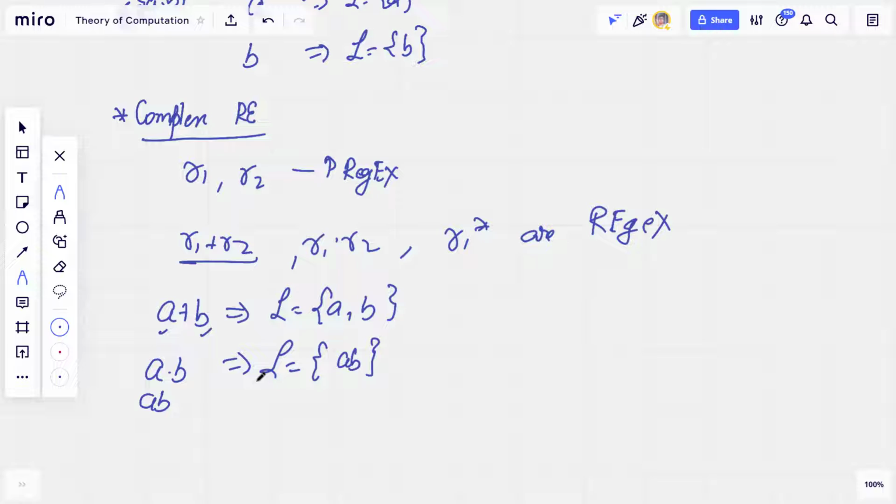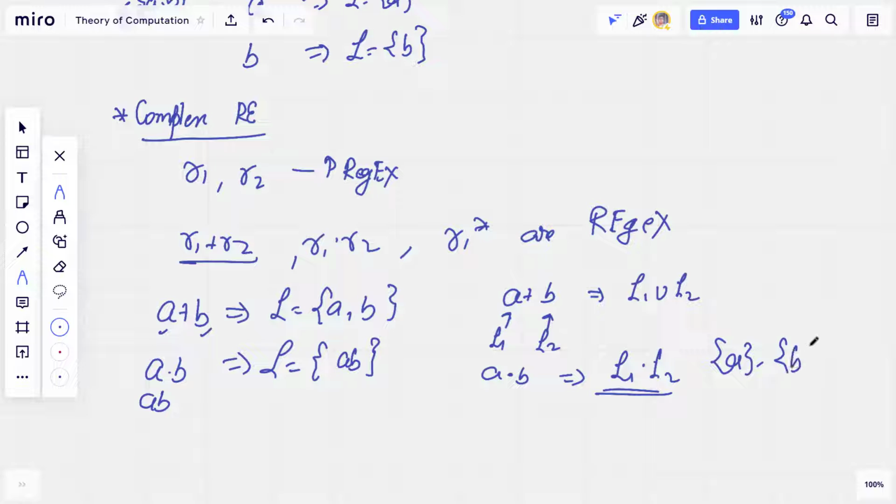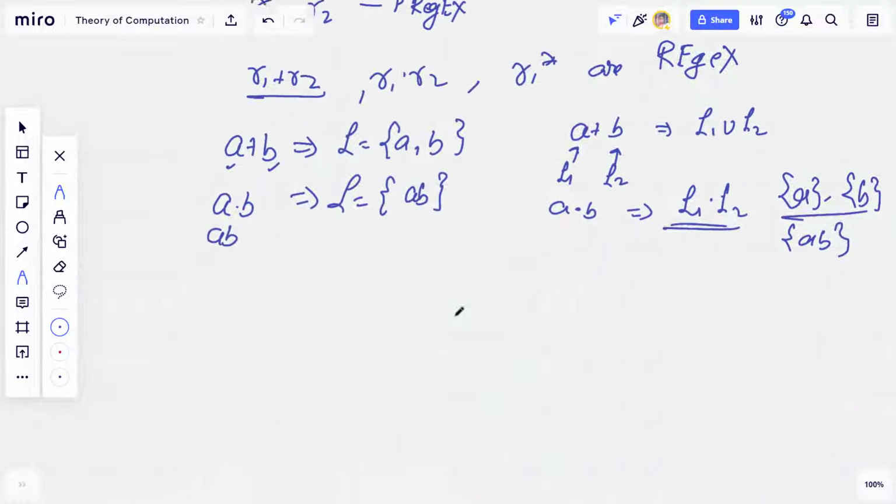So when I write A plus B, if these regular expressions represent some language L1 and this represents some language L2, the language represented by A plus B will be L1 union L2. In case of A dot B, the language represented will be L1 dot L2. And the dot here means you take the Cartesian product, so the order matters. In this case it was A into B, so the answer will be AB, right? Simple. Cool. So that's that.